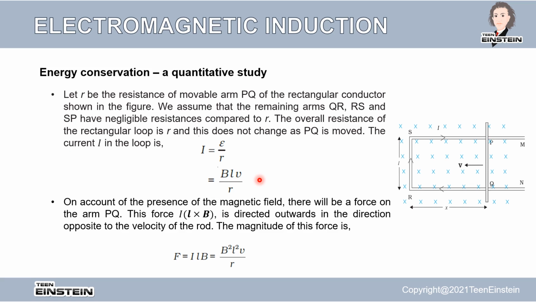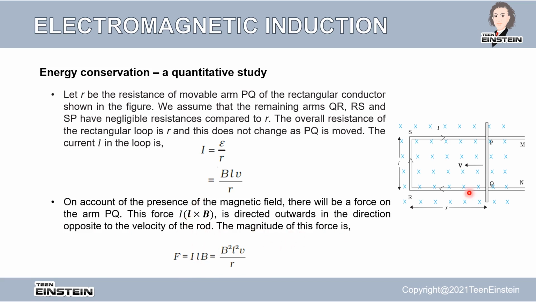The force is given by IL cross B. So this we discussed in Biot-Savart law. So the force on this particular PQ arm is going to be IL cross B. Then it is directed outwards in the direction opposite to the velocity of the rod. So the magnitude of this particular force is going to be ILB. Since it's 90 degrees, we are ignoring the cross sign here.